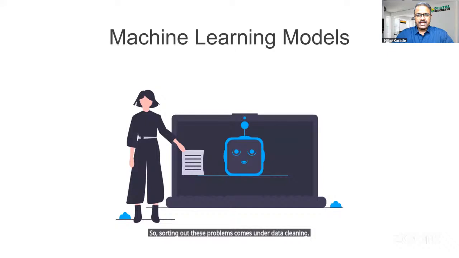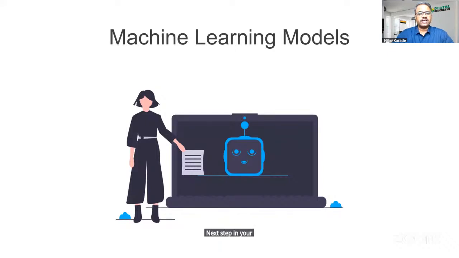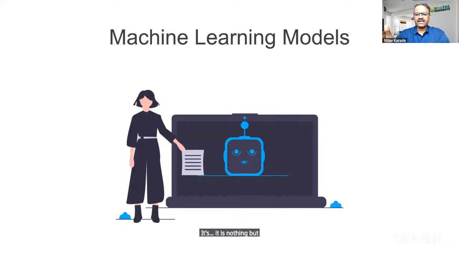Once the data cleaning is done, the next step in your data science project is to build a machine learning or AI model. Now, what is a machine learning model? Is it hardware, software? So let me highlight here in a nutshell, a machine learning model is nothing but a mathematical model. So when I say mathematical model, it is nothing but a mathematical equation.